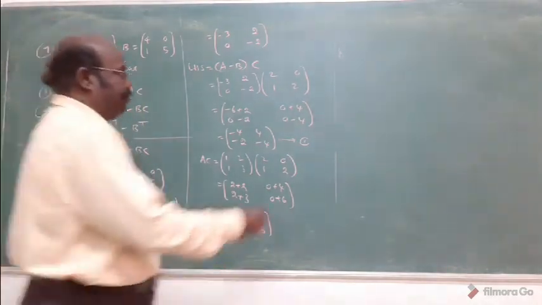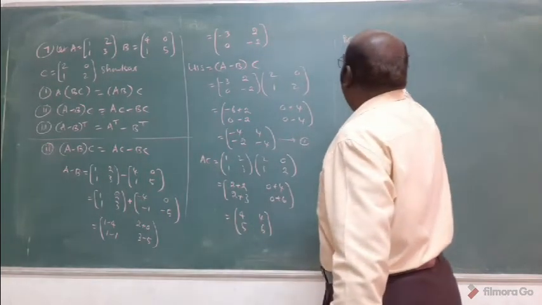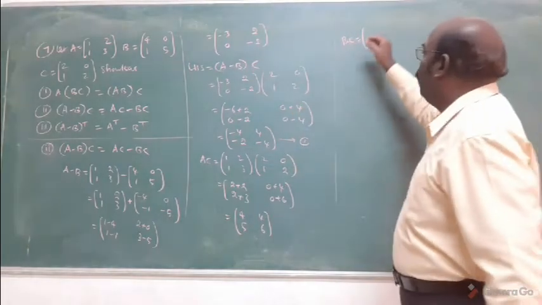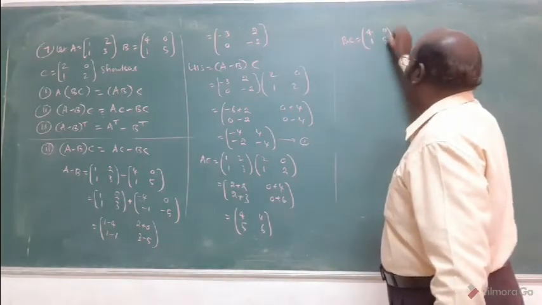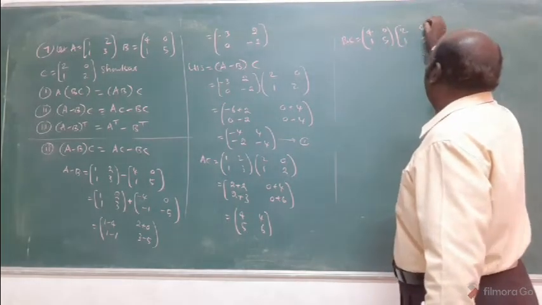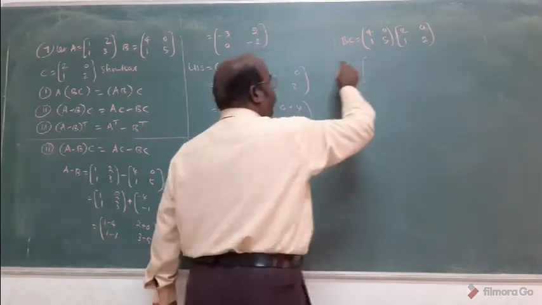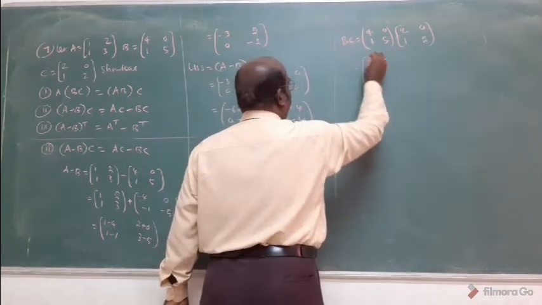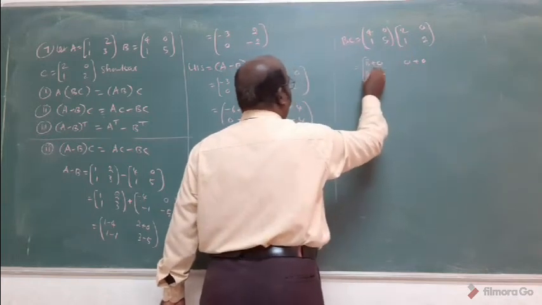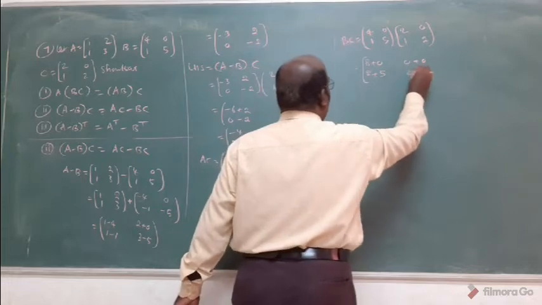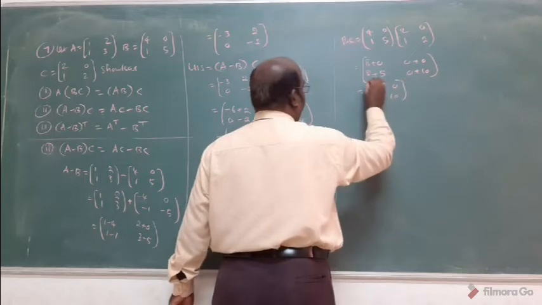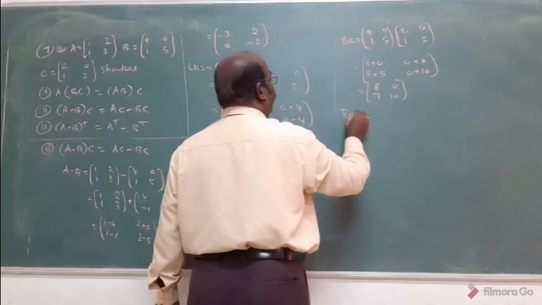Now find BC. Where is B? 4 0, 1 5. Into C, which is 2 0, 1 2. Now multiply. First row, first column. First row, second column. Second row, first column. Second row, second column. Now 8, 0, 7, 10. Am I right?